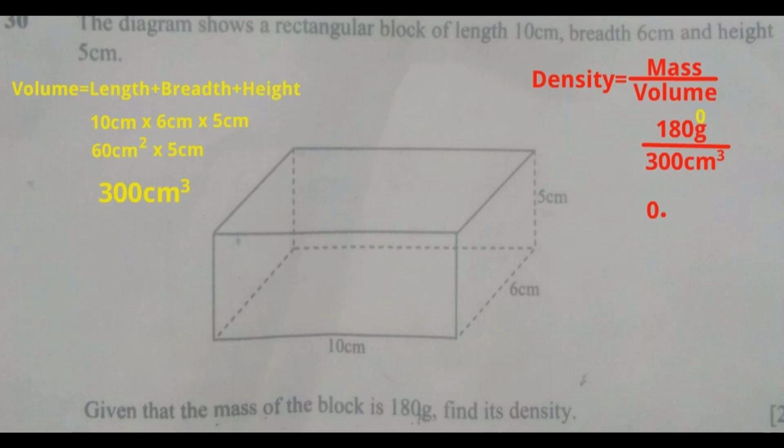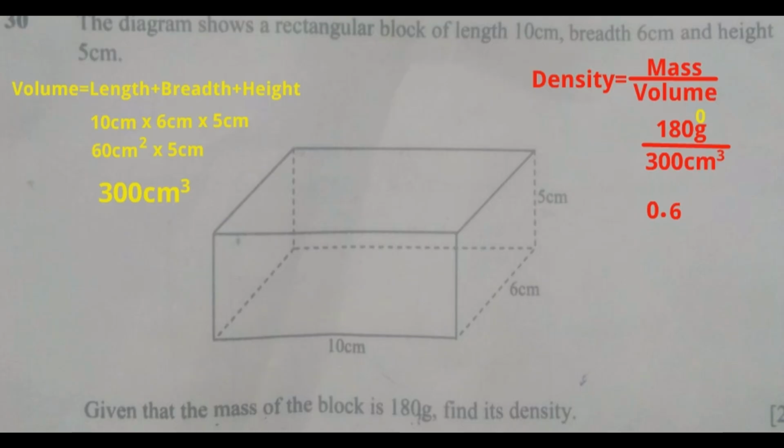So we say, can 300 go into 1,800? Yes, it can. How many times? 6 times. So we write 6. Okay, then is there any remainder? No, there is no remainder. 300 can go into 1,800 6 times without leaving a remainder. So we write our answer will be 0.6.